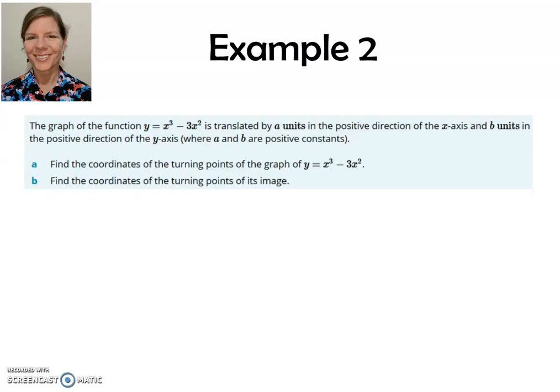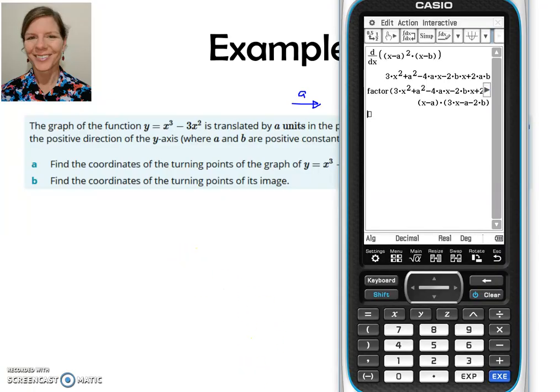Okay, so this example is far more straightforward than the first one. We've got a graph of a function here. We say it's going to be translated by A units this way, A units that way, and then B units up. So we're moving right and up, where A and B are positive. The first point question says find the coordinates of the turning points, so straight to ClassPad.